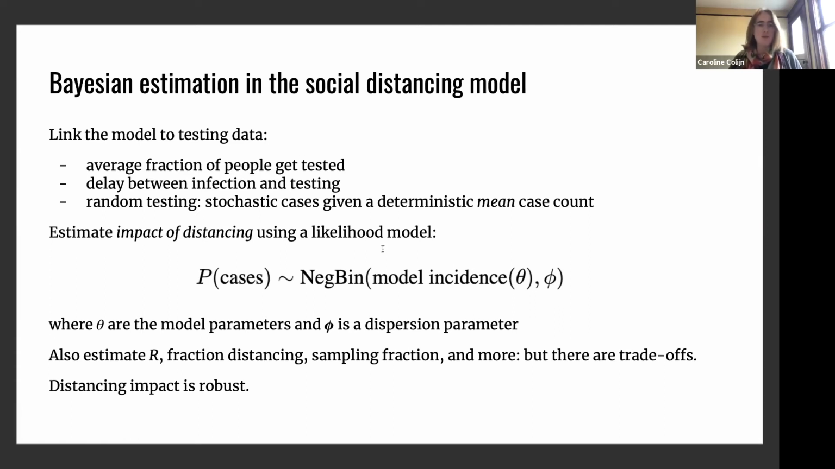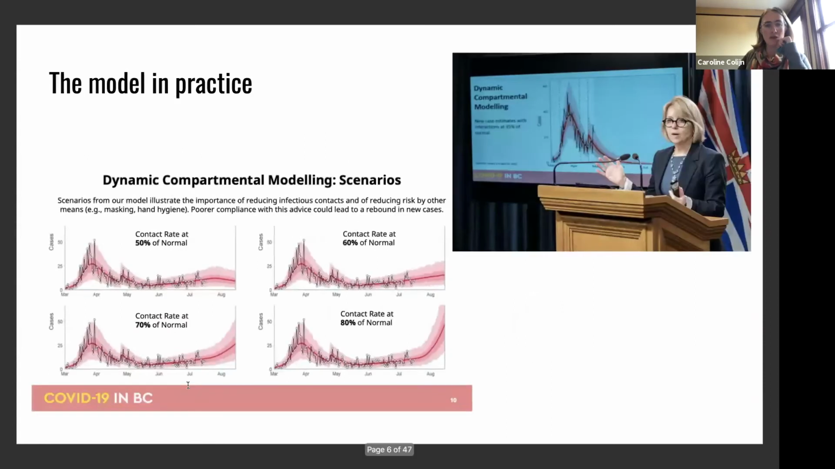So then we put this into a Bayesian framework in R-stan. And we estimate also the effective reproduction number, or it's kind of like a basic one. The fraction of people who are distancing, we can estimate. The sampling fraction, we can sort of estimate, and more. But there are, of course, some trade-offs. And what we found, I won't go through it in detail because I want to talk about vaccination, but we did find that the distancing impact, the F, is robust.